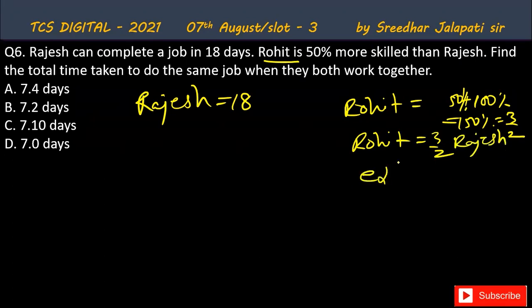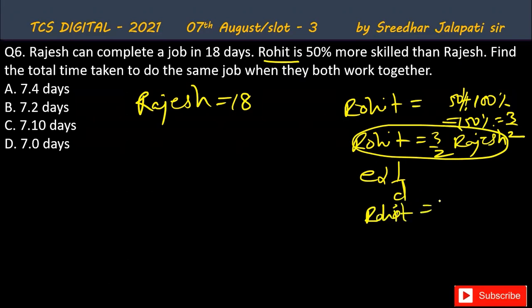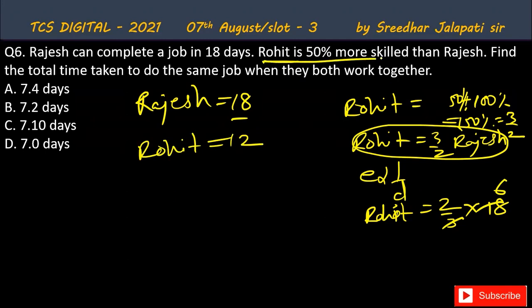And we all know that efficiency is inversely proportional to days. So if Rohit is 3 by 2 times as efficient as Rajesh, then the time taken by Rohit is 2 by 3 times the time taken by Rajesh, which is given as 18. So 3 ones 3, 6 twos 12. So that means Rohit alone takes 12 days, because Rohit is more efficient than Rajesh, that's why he takes fewer days than Rajesh.